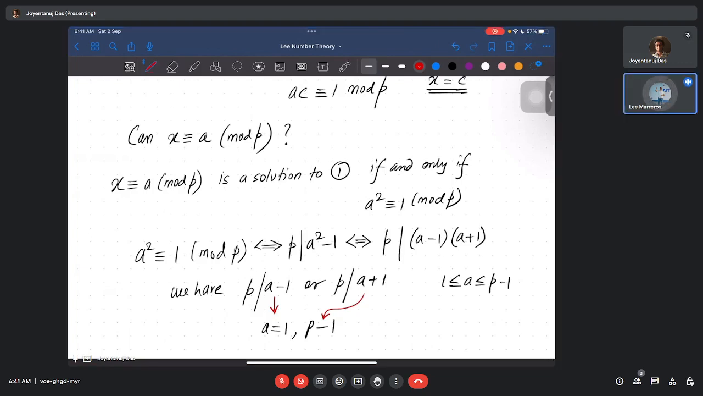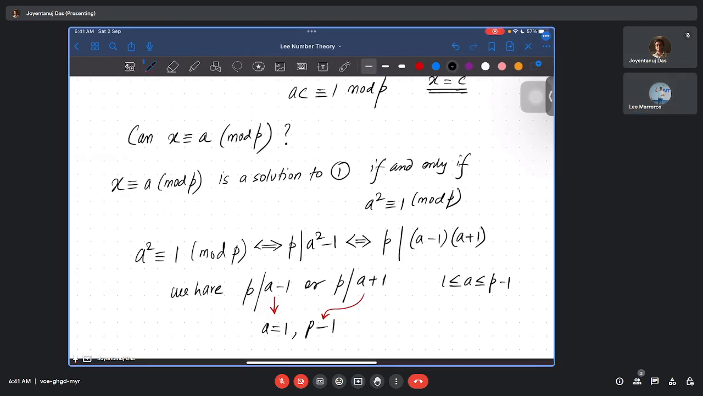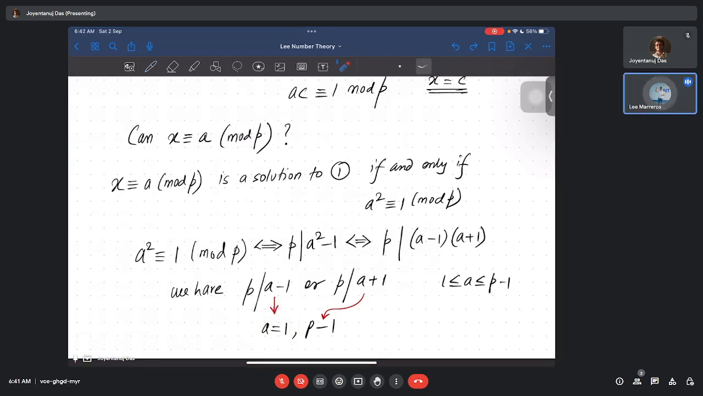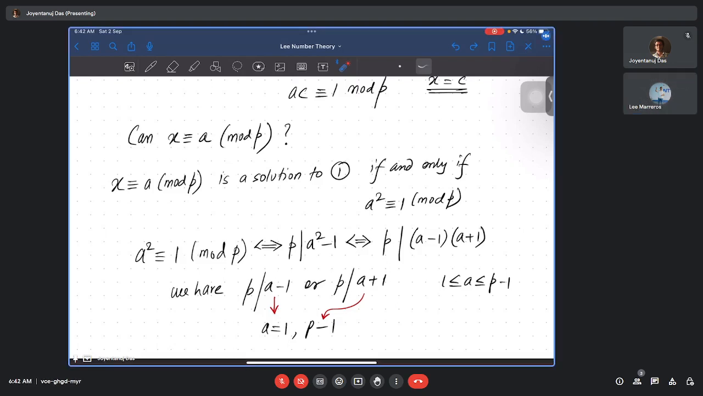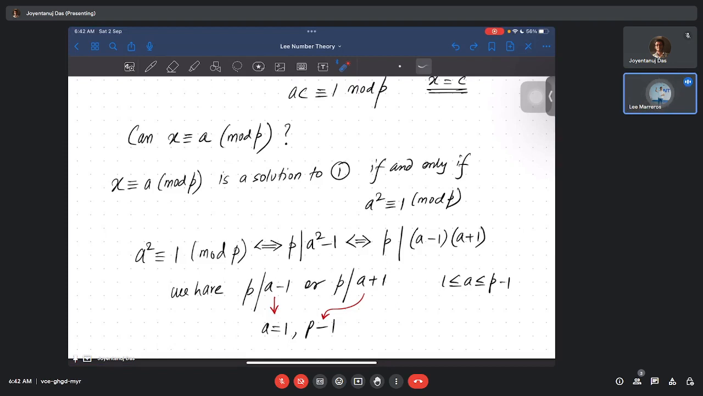So on the left, you say a minus 1 becomes a equals 1, right? So if p divides a minus 1, then I am trying to find out what are the values of a that make this true in the range 1 to p minus 1. So the only solution is a equals 1. So you're saying p divides 0? Yes, p divides 0. That is true, right? Any number divides 0, right?